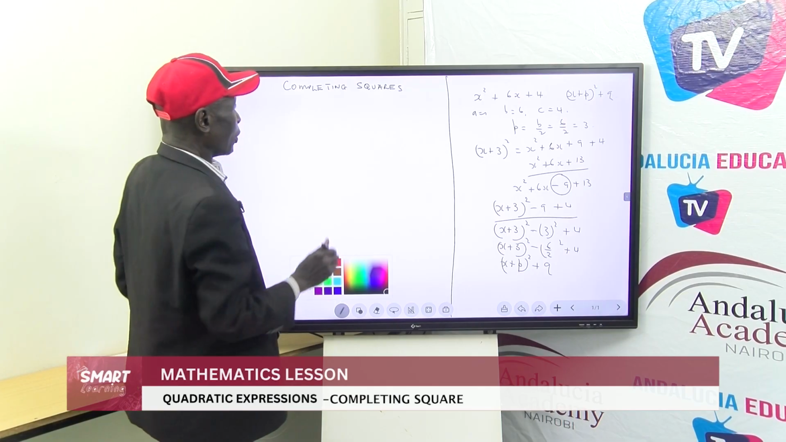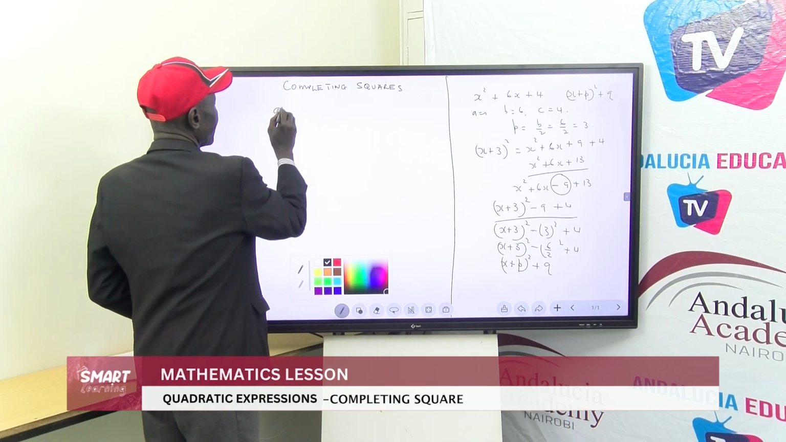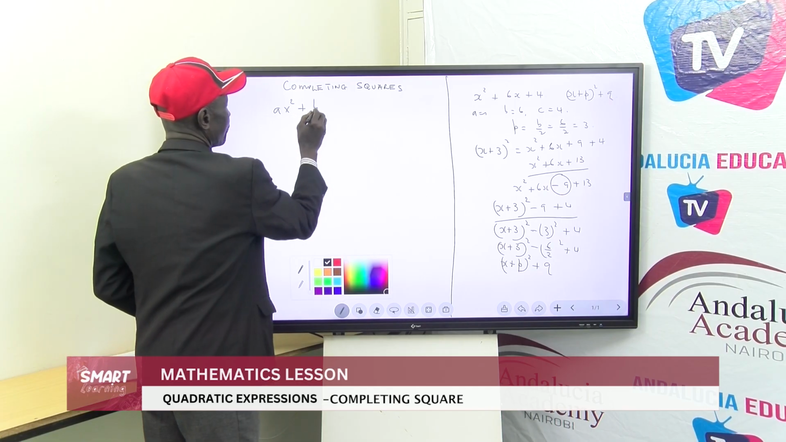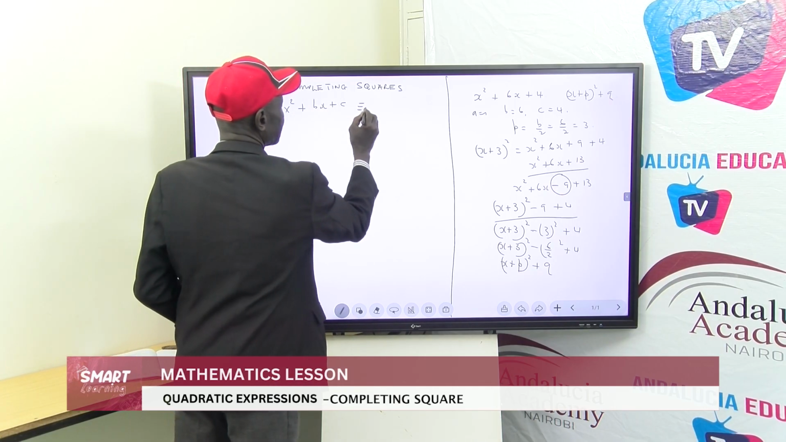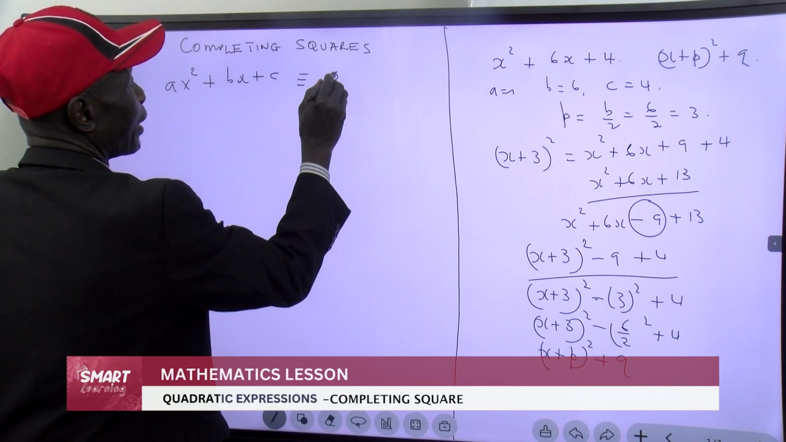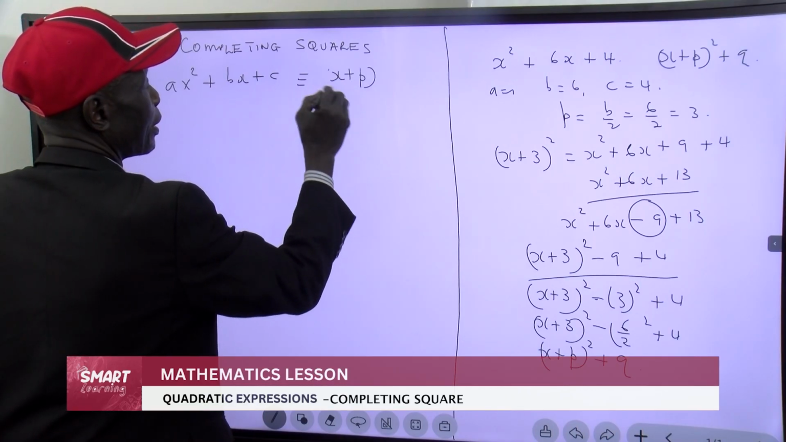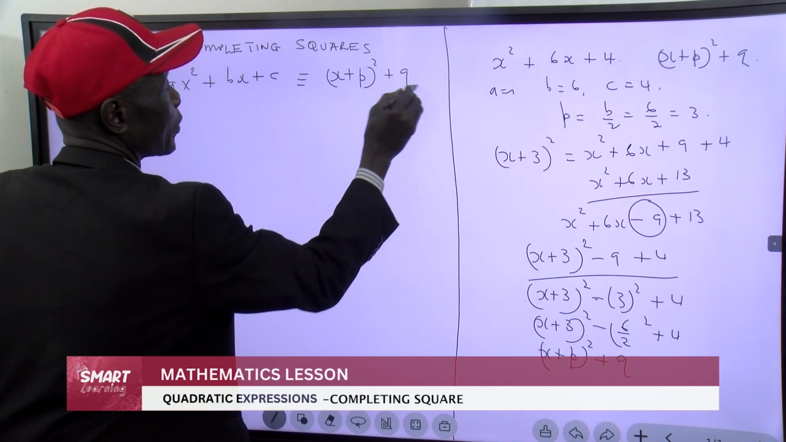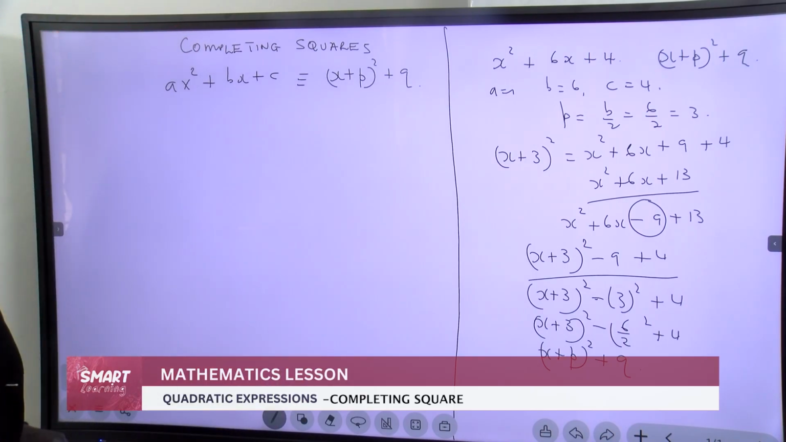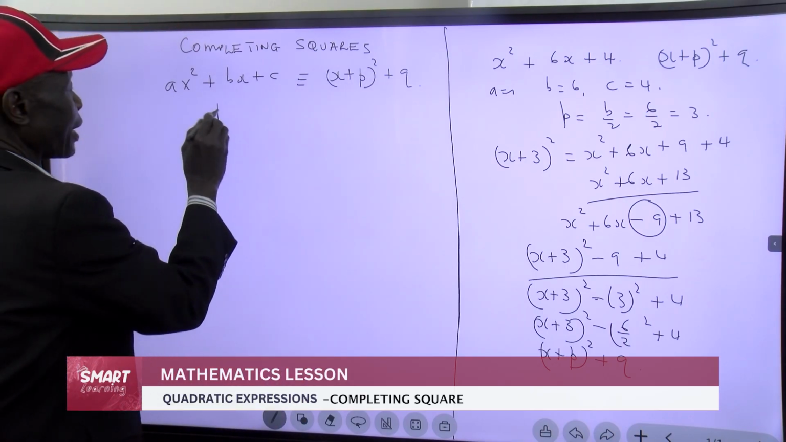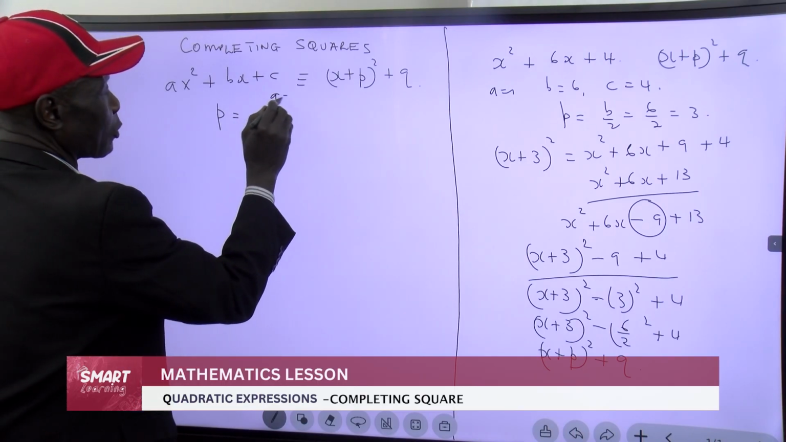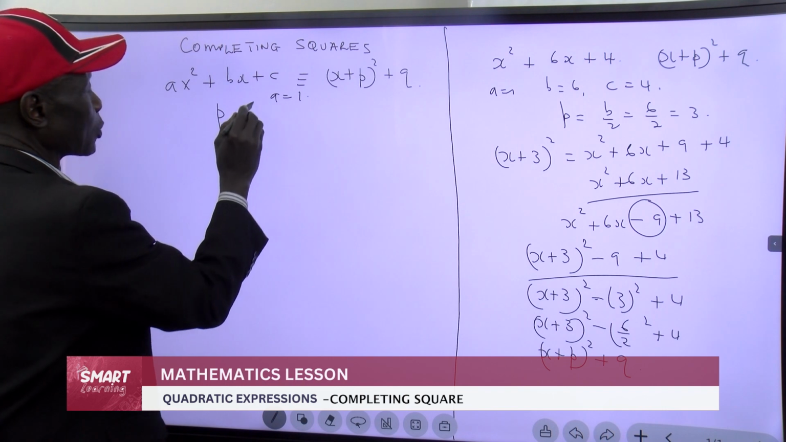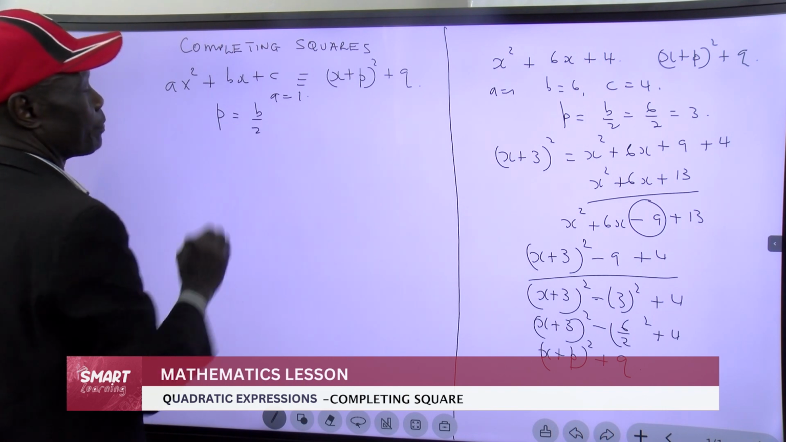So when I have ax squared plus bx plus c, and I want to write it in the form of x plus p squared plus q, how can I get my p? P is my factor, and in this case my a is equal to 1. So my p is going to be equal to b over 2.